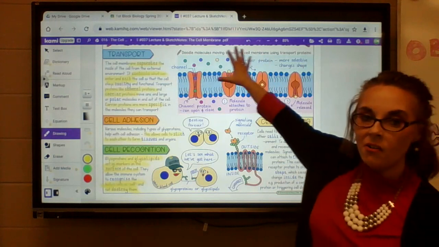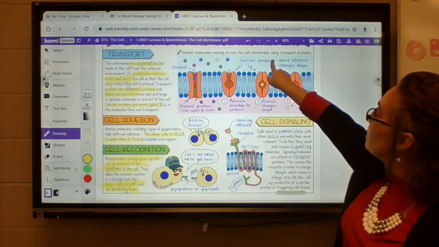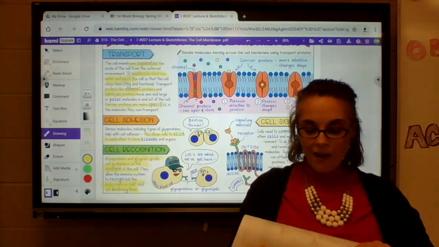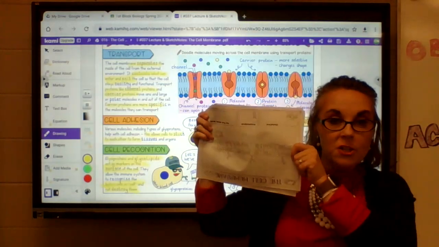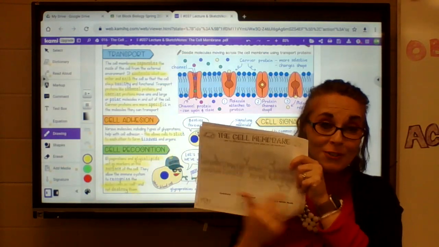Now right up here, it says doodle the molecules moving across the membrane. Super important, because on the previous page you labeled what it actually looks like.